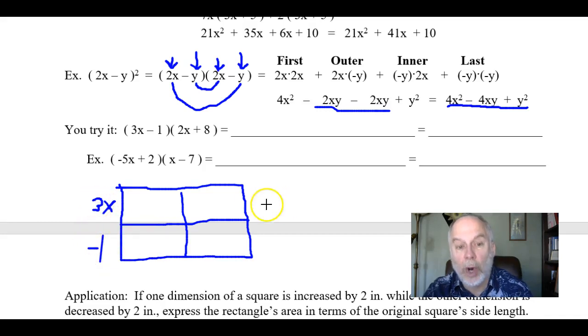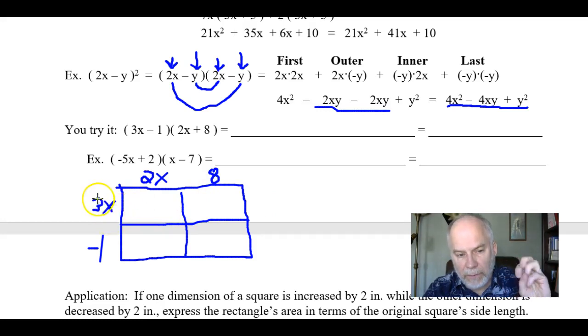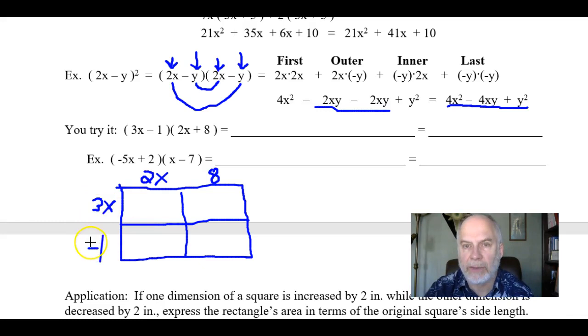as row headings, and then put the terms from the second binomial as column headings, or you could switch that around, doesn't matter, but put the terms from one binomial as the row headings, and then the column headings from the other binomial, and then just multiply all the rows and columns together.